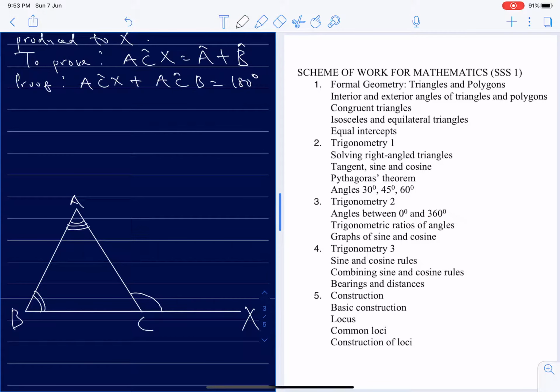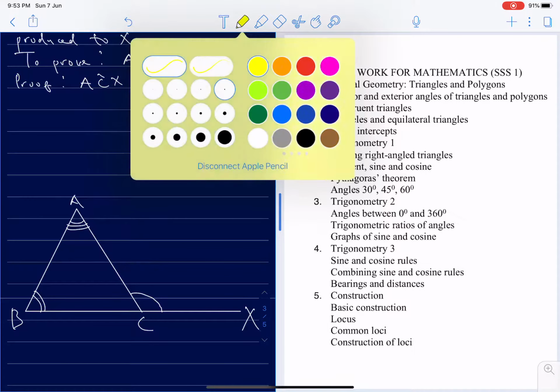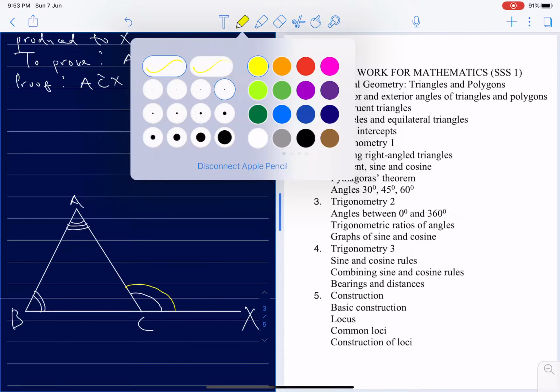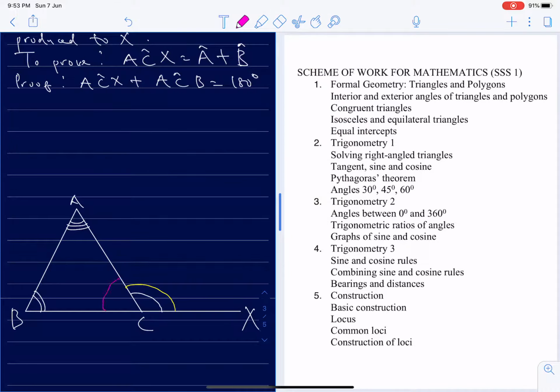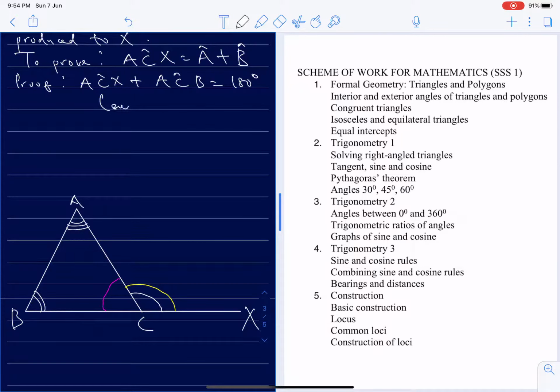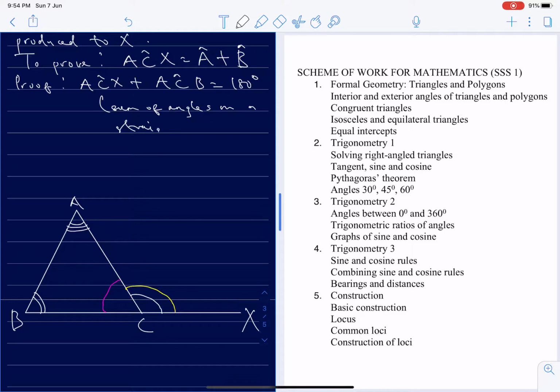Now, angle ACX, which is this, plus angle ACB, which is this. Let me represent that in purple. So this yellow angle plus this purple angle add up to give 180 degrees. And you all know the reason for that: sum of angles on a straight line. So I'm going to write that. That's the reason here: sum of angles on a straight line.